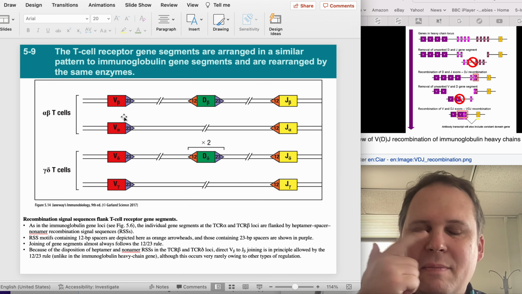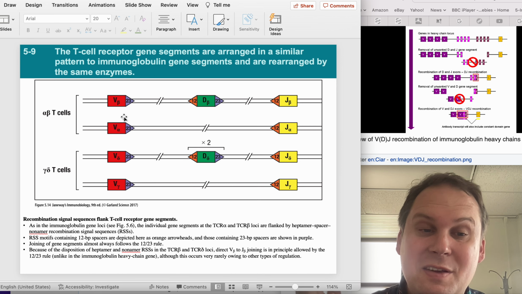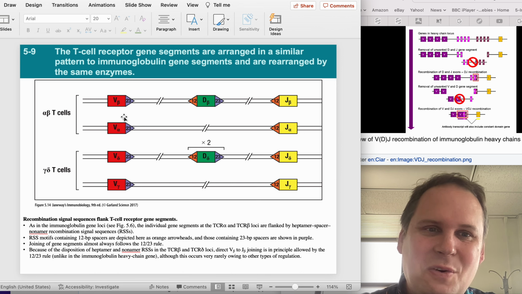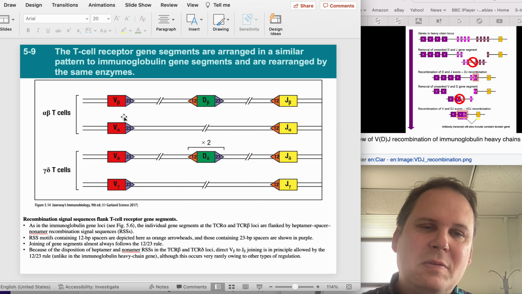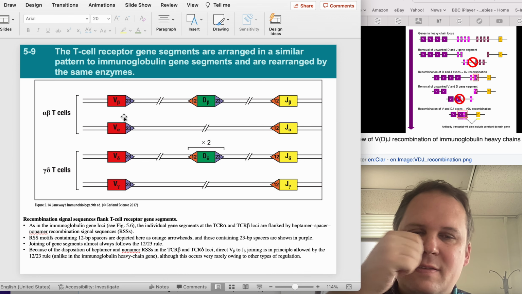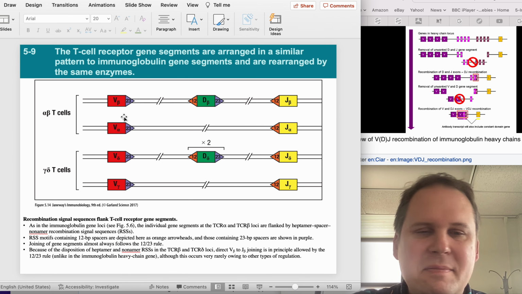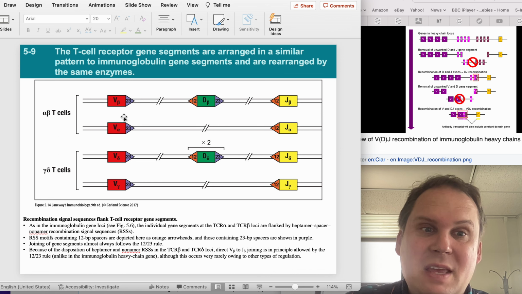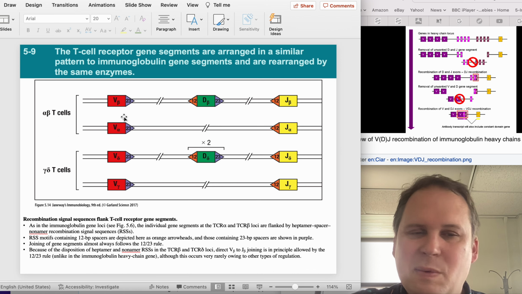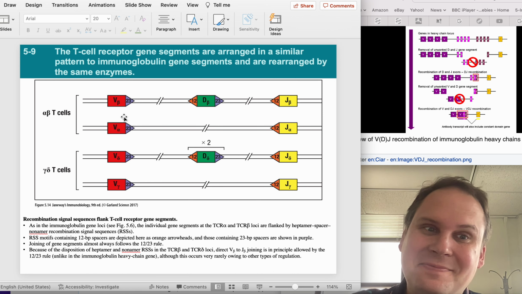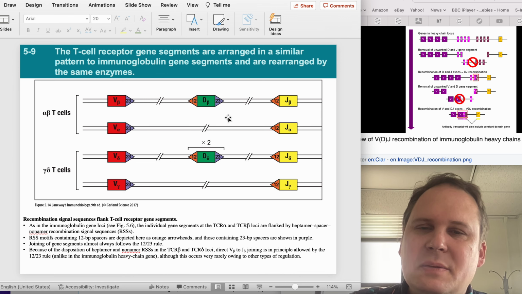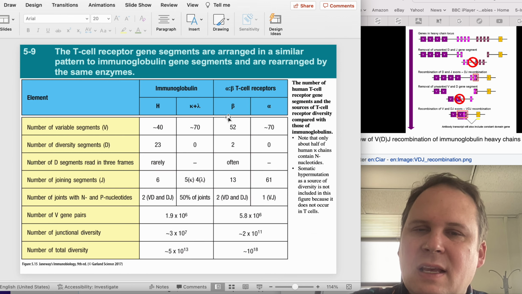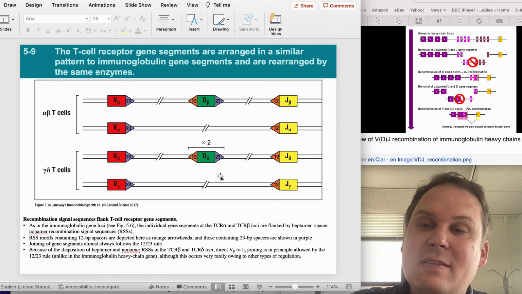And each time, apparently it didn't hurt the creature that had this horrible gene duplication, and may have even helped them. And then over time, those variable domains started to wander. They got a little more different from each other. And we ended up with the diversity that we have today. So that's the idea. It works the same in gamma delta T cells.